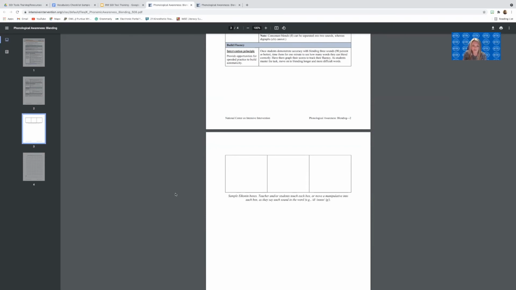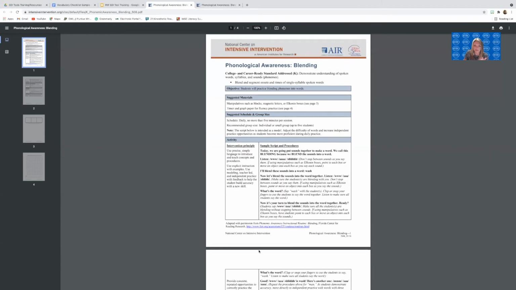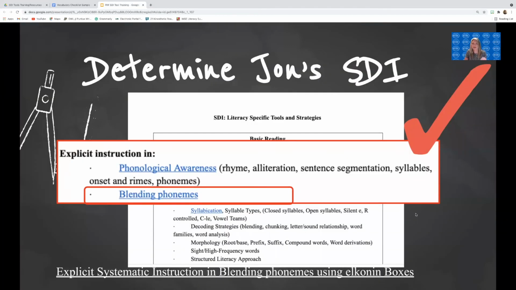So for example, if you had mom, they need to be able to push a coin or something into each box and say mom. They've got to be able to hear that, and then they've got to be able to blend it together. This little activity describes what that is really quickly, what you would need, how to set it up, and things like that. And that's what you would put as your SDI. So in John's IEP, when you put SDI, instead of putting graphophonic strategies, you're going to put blending phonemes.